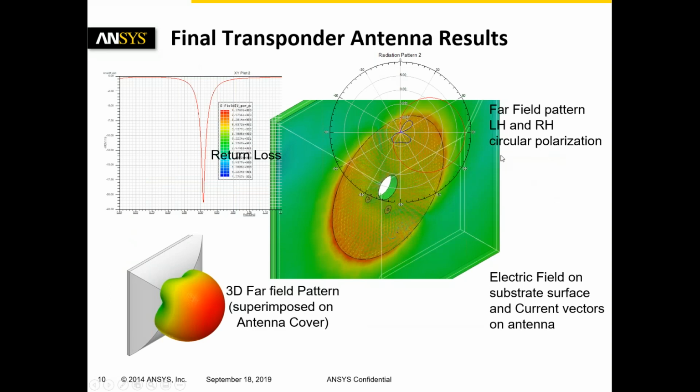So after the antenna has been tuned to the desired optimal performance level, we can plot a return loss in S parameter. We can also plot a 2D radiation pattern as well as a 3D far field pattern. We can also plot the electric field, also a far field pattern, LH and RH circular polarization, stuff like that. So that's the capability. That's the 3D capability in HFSS.